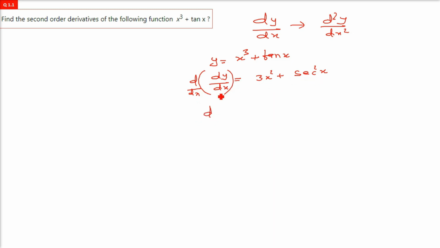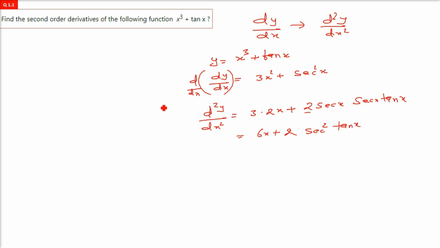So this will be d2y by dx2 on the left hand side. On the right hand side you have to differentiate again. So 3x square differentiation is 6x. Sec square x, the differentiation is 2 sec x, and then the differentiation of sec x is sec x tan x. So what do you get? 6x plus 2 into sec and sec will be sec square x. Then we have tan x.